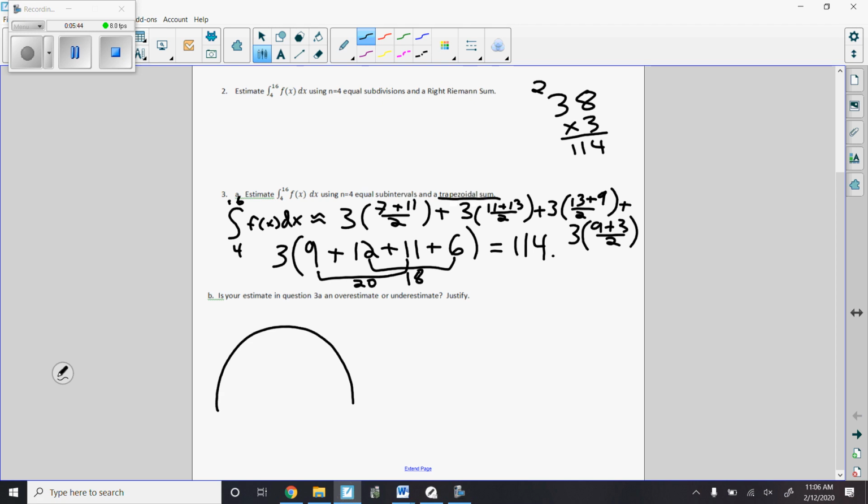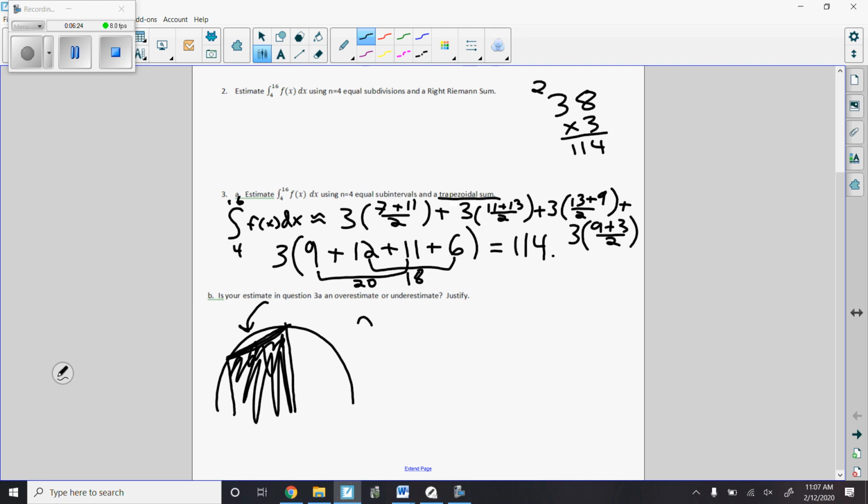a concave down graph, and I'll put in one of my subintervals here and one up here. And when I connect that to make a trapezoid, I can clearly see that I'm underestimating the value here. Now, a couple people, when they sketched a concave down graph, sketched something like that. That's not very helpful, because it's going to be hard for me to draw a trapezoid in there and see whether a trapezoid sum is an over or underestimate.